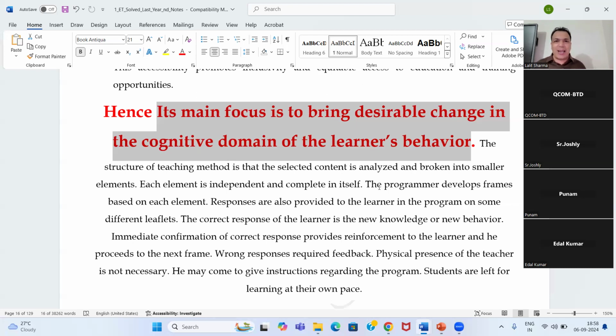Okay, there is nothing above this. Right? Now 30 students are in front of you. If you have mastery of the three domains, all the students would get 100% marks. Got it? Right? So in programmed learning, the main focus is to bring desirable change in the cognitive domain of the learner's behavior. Why? Because you break the problem down into a simple frame, and then students can learn according to their pace of learning. You are providing immediate feedback, reinforcement, right?